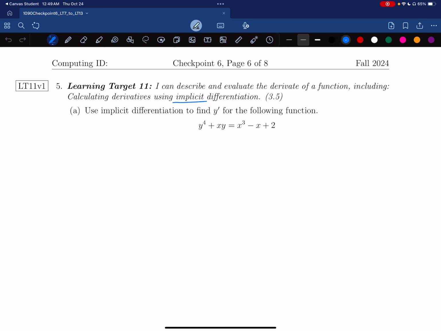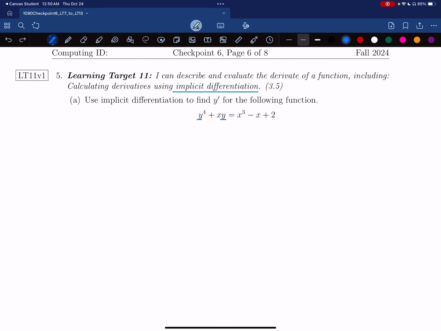When I see implicit differentiation, that means we're going to be taking a derivative implicitly, and that may not mean a whole lot to you right now. But explicit differentiation is when we have y equals something, and we find the derivative of that. In this case, we have a y here and a y here, so we can't really put this in a form where we have y equals something. Instead, we have to solve implicitly.